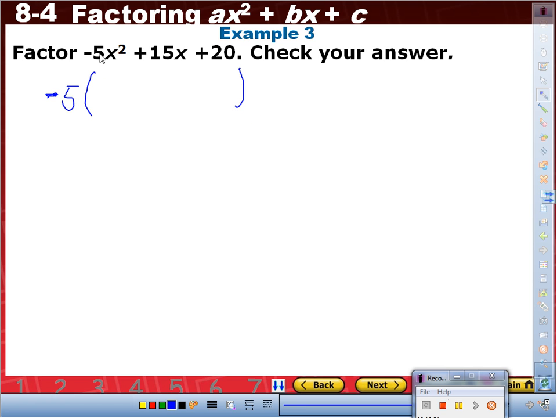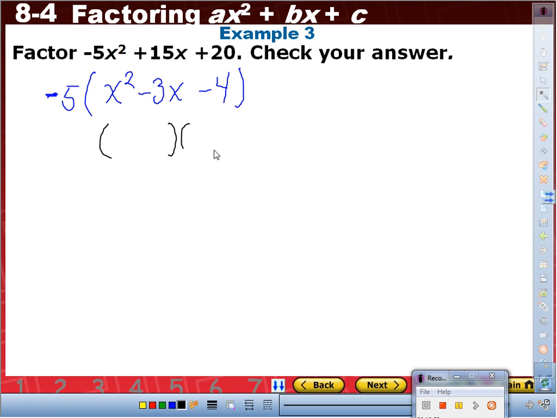And let's see, let's start dividing. Negative 5 divided by negative 5 is positive 1. 1 times x squared is x squared. 15x divided by negative 5, that's what? Negative 3x. Positive 20 divided by negative 5, that's negative 4. Are we there so far? Okay, next step. What do we do from there?